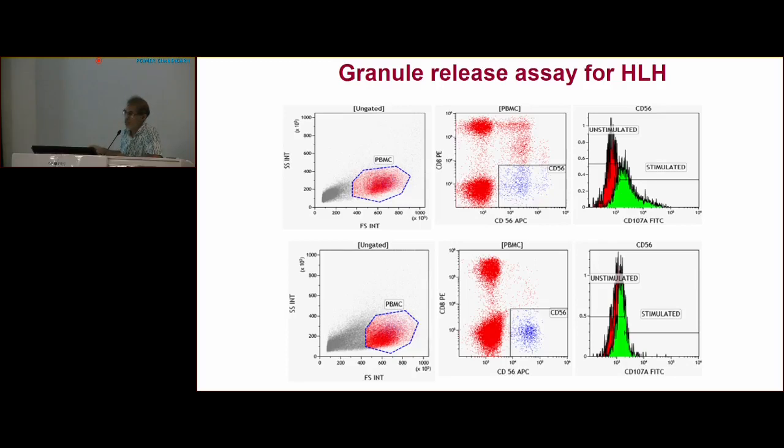So this was unstimulated and this was stimulated. Upon stimulation, you see here this is markedly reduced compared to the control. So this indicates that in this particular case, there is a defect in granule release. This could happen in disorders other than the perforin defects. It could happen in Griscelli type 2, in Chediak-Higashi, in syntaxin defect, Munc defects. So these are the familial HLH disorders which are associated with defects in granule release.